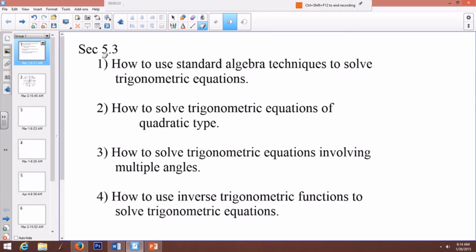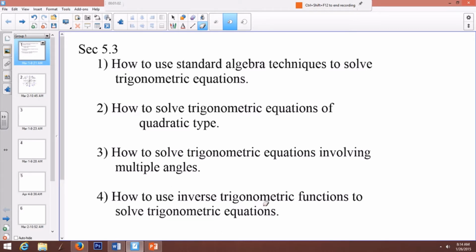Just going over our goals here for section 5.3. We're going to be solving trig equations using your standard algebra techniques. We're going to be talking about some quadratic type trig equations. We're going to talk about multiple angles. When I say a multiple angle, it'd be not just the sine of x, but the sine of 2x, the sine of 3x, the sine of 4x, where you have some sort of multiplier in front of that x. And then using the inverse trig functions.